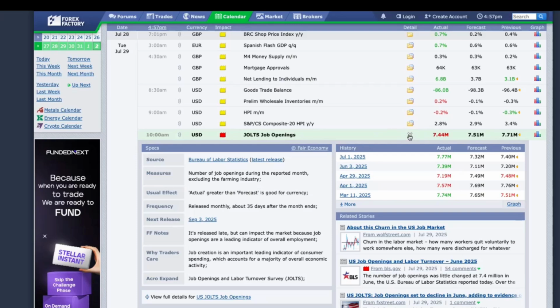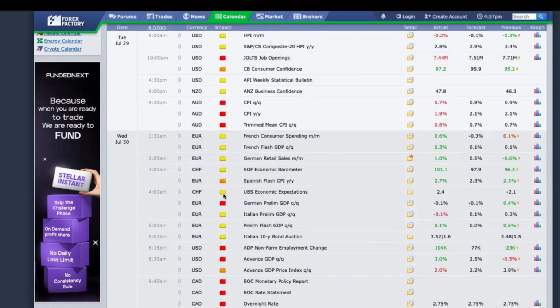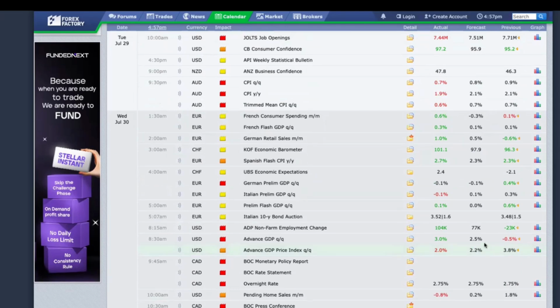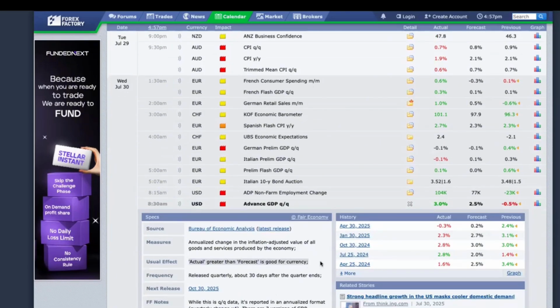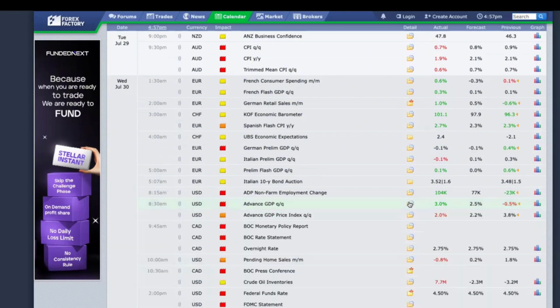And you can look at more events, and we have orange events. So we have forecast, which is up here. When we look at advanced GDP, we can see that it was forecasted to be 2.5%, but it ended up being 3%, which is great. So that's good for currency. And remember, you can read this here. Actual greater than the forecast is good for currency. So this is actually how you can use data in your trading to help you become a better trader and to help you predict certain areas where price might potentially go based off of news.